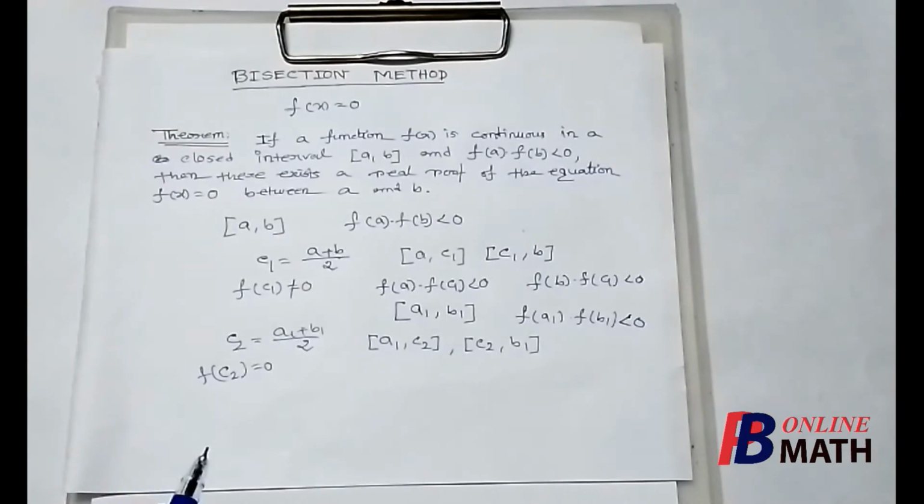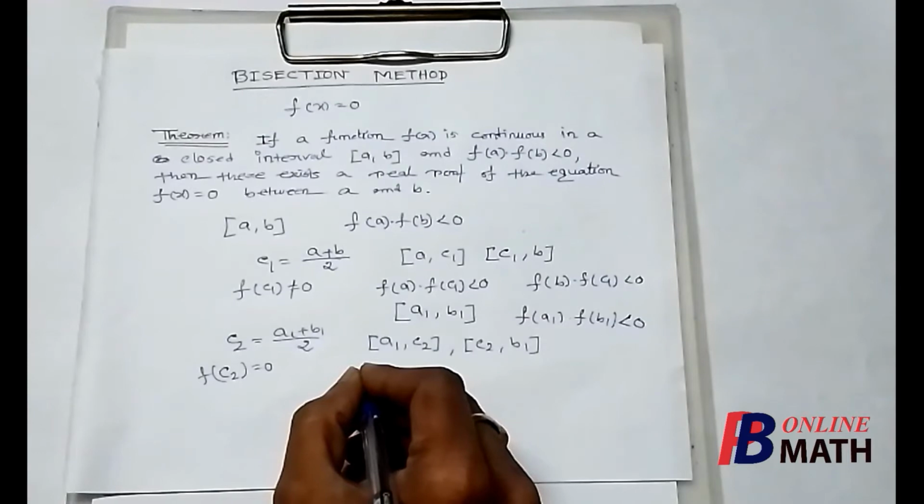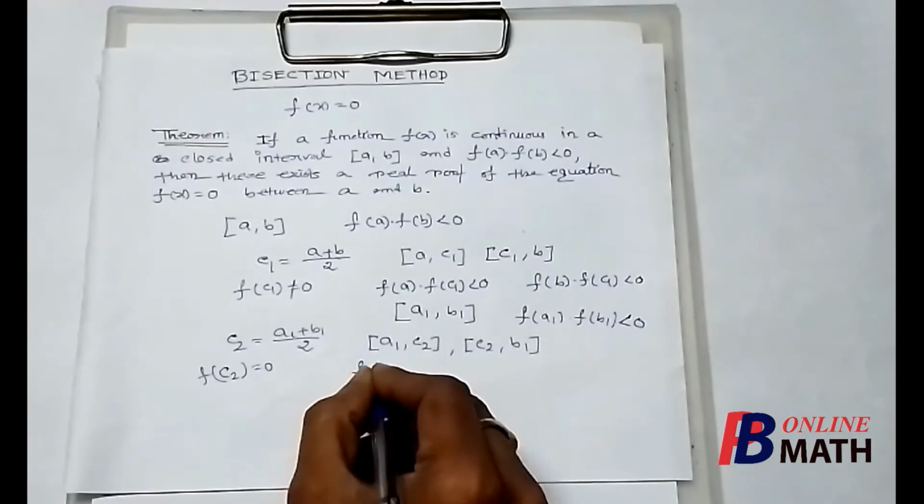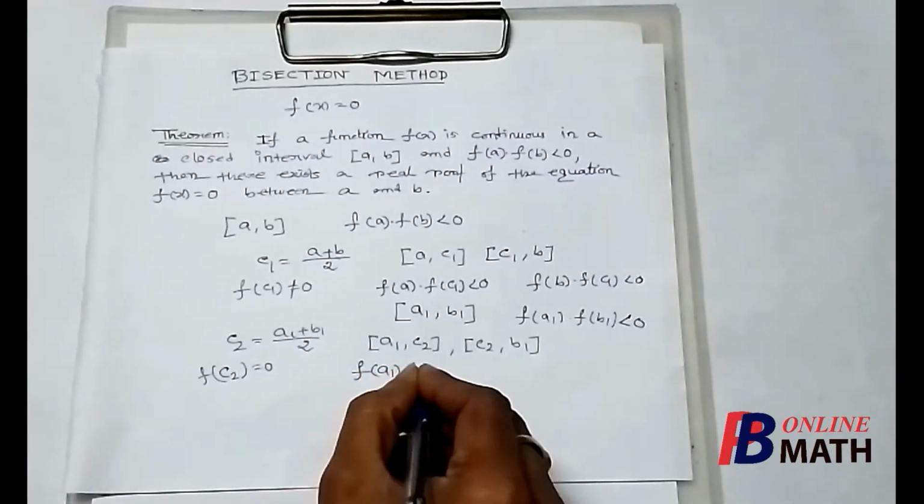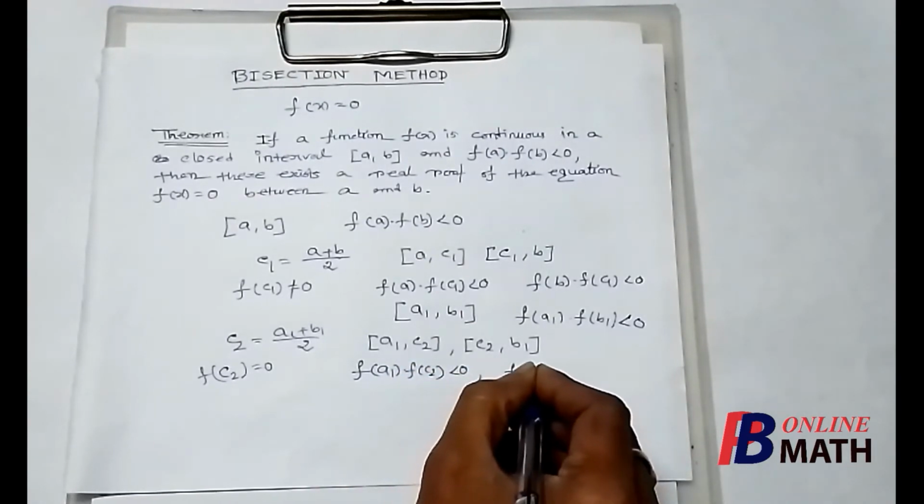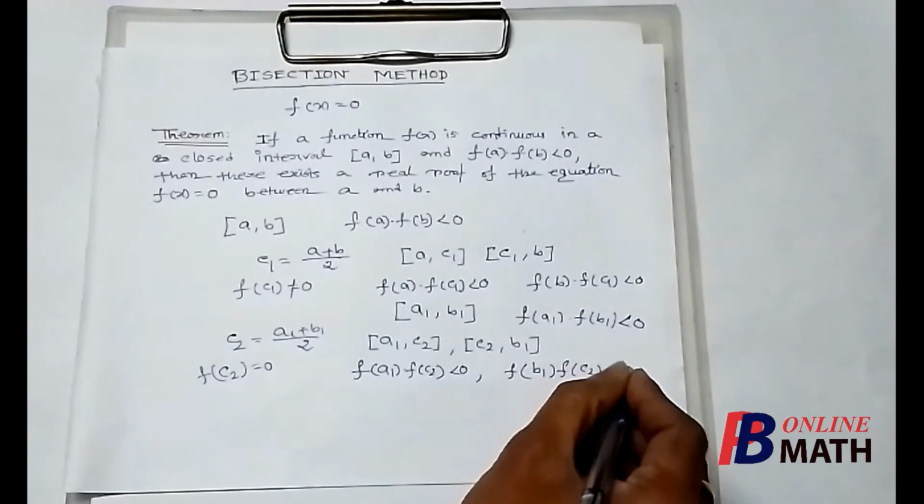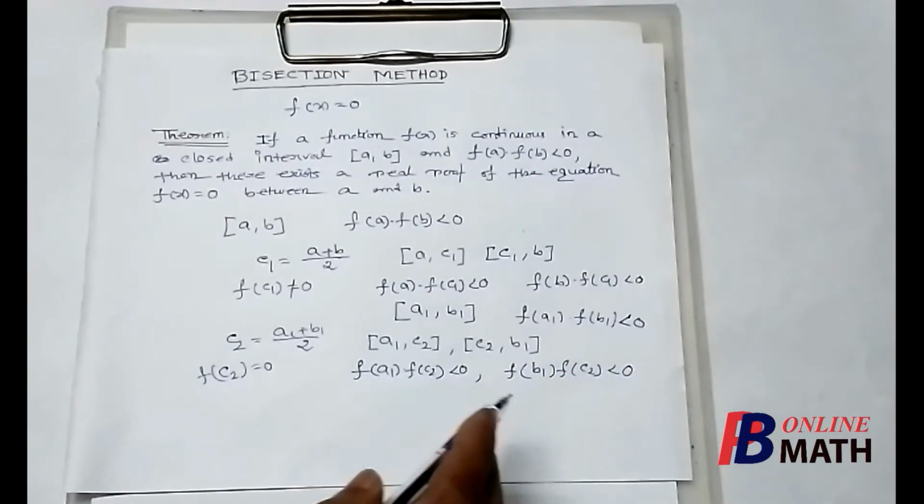So that completes the solution. But if FC2 is not equal to 0, then again two cases may arise. Either FC2 is greater than 0 or FC2 is less than 0. So in that case, we shall find either FA1 and FC2 have different sign, or FB1 and FC2 have different sign. One of these two cases must happen.